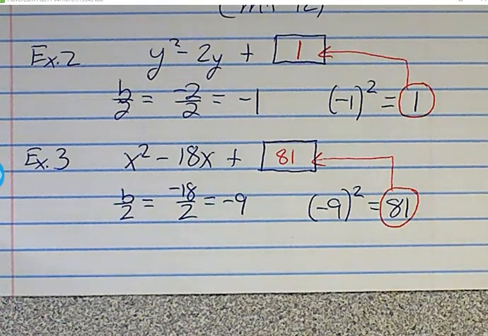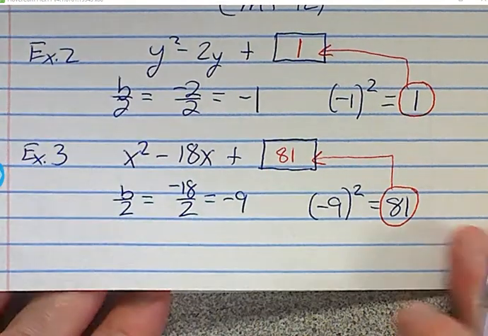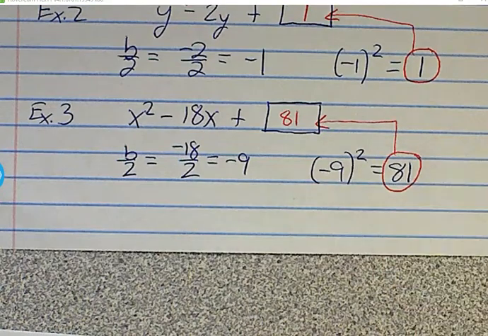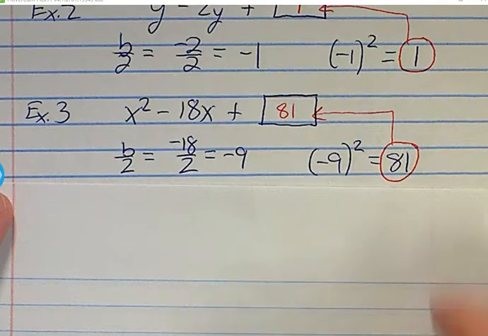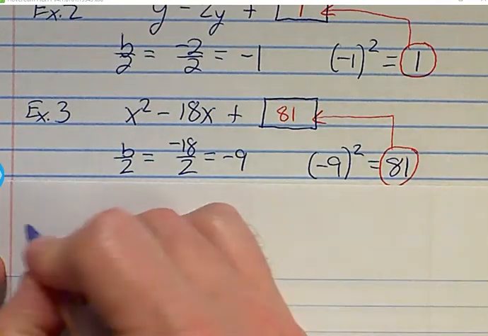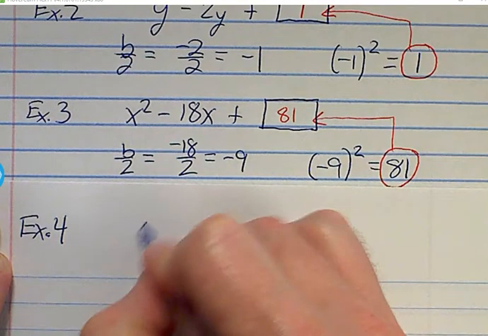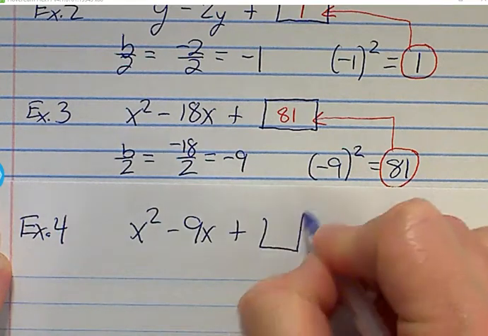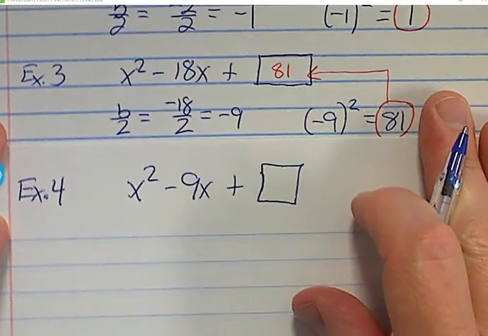Okay, and the last one we'll do is a worst case scenario. And you might get one of these in the homework, and it may look bad, but when you actually take your time and go through it, it's not as bad as you think it is. We've got x squared minus 9x plus, and then we've got our empty box here.